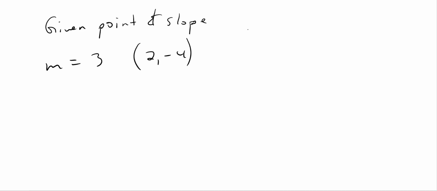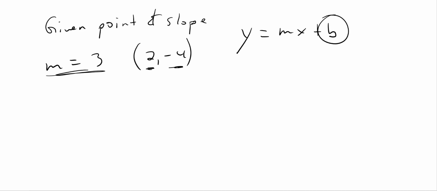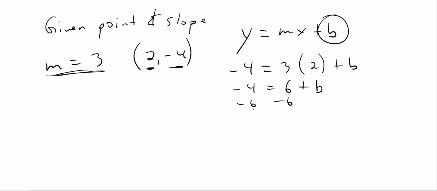Remember what the first thing you do, well, first of all, it's y equals mx plus b, right? And you gotta find your value of b. So you have your m, you have your x, and you have your y. So you just plug everything in, you find b. So it's y equals m, which is 3, times x plus b. So we solve for b. Negative 4 equals 3 times 2 is 6 plus b, and then we subtract 6 from both sides. So b is equal to negative 10.